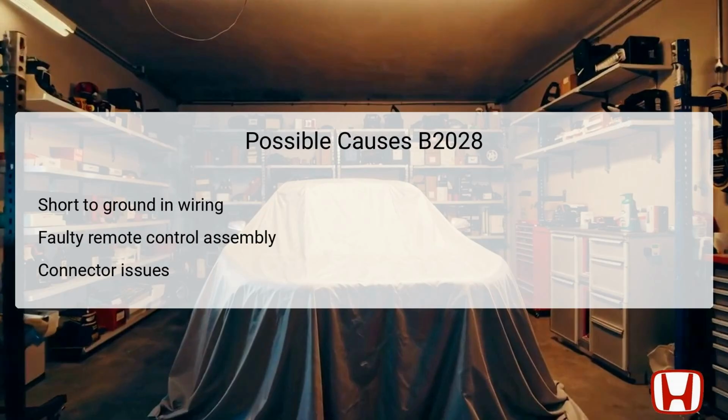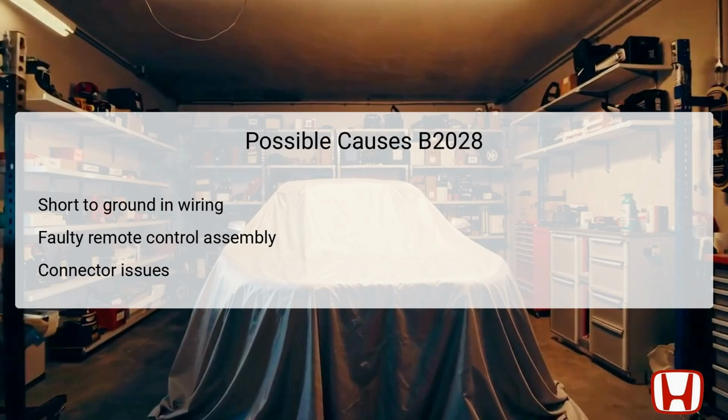Several possible causes could lead to the B2028 diagnostic trouble code. Firstly, a short to ground in the wiring can disrupt the signal flow from the left power sliding door remote control switch. This means that instead of properly sending on-off signals, the wire may be unintentionally connected to the vehicle's chassis ground, causing irregularities in functionality.